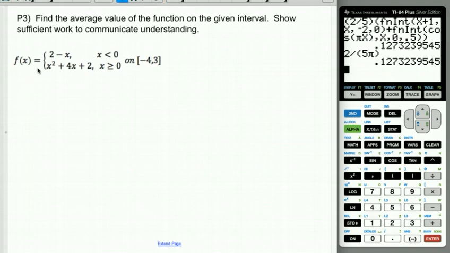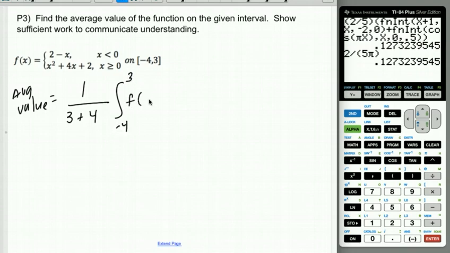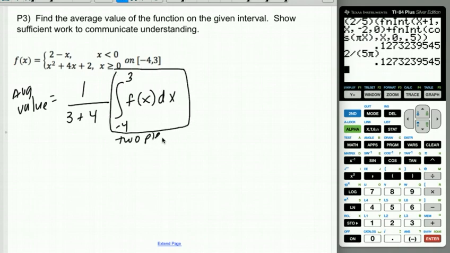Knowing that this function is continuous, I know that the average value should be 1 over 3 minus a negative 4, right? And then the integral from negative 4 to 3 of my function. Again, the trick here is that this is going to be in 2 pieces because there are 2 pieces to the function, so I have to integrate them separately.